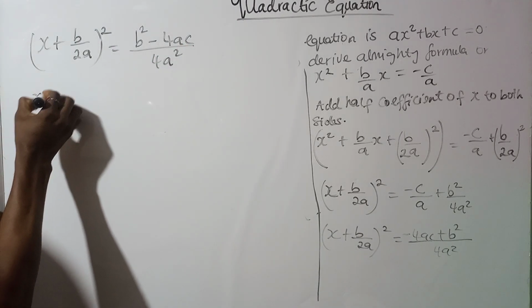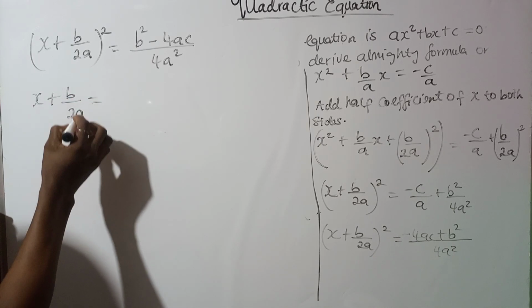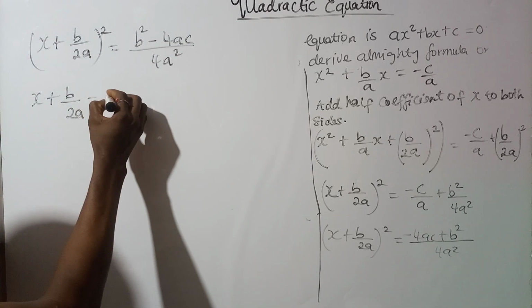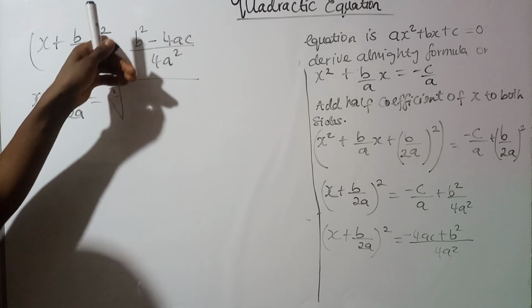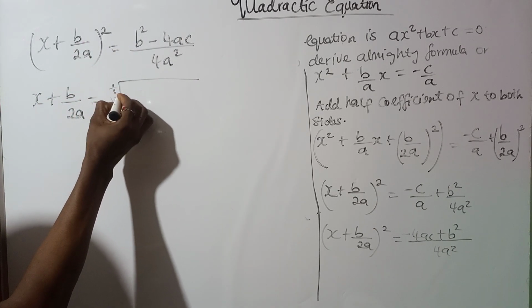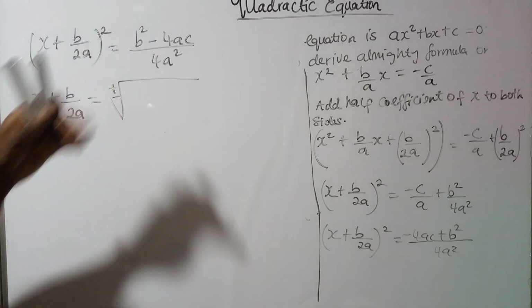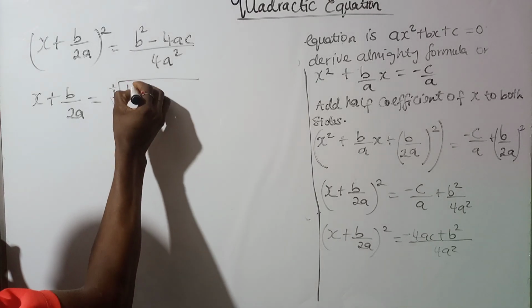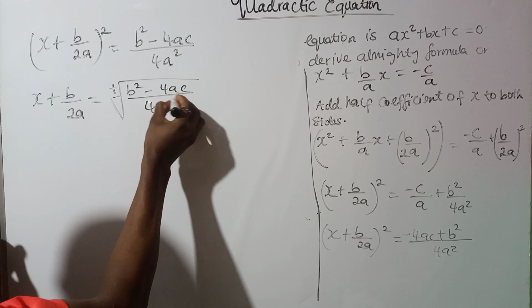So we are going to have x plus b over 2a equals, we are going to square root both sides. So this thing will be square root of plus or minus. Remember, when square root is crossing this equality sign, you must put plus or minus, because this means that this thing will have two values. So we're going to have b squared minus 4ac all over 4a squared.